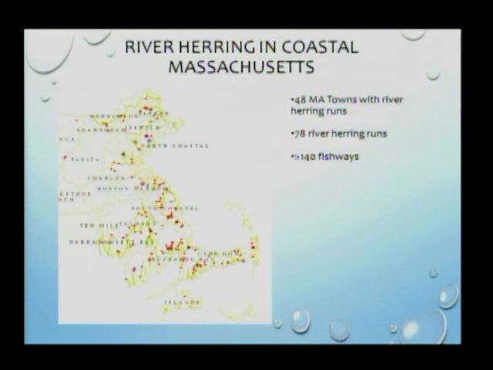In this map, you can see the green does not show up great, but all the rivers that we have river herring in, all the red dots are dams or fishways on streams or rivers with river herring. So you can see there's a lot of structures, over 140 fishways in the Commonwealth that are managed by towns, NGOs, or us, 78 individual runs.